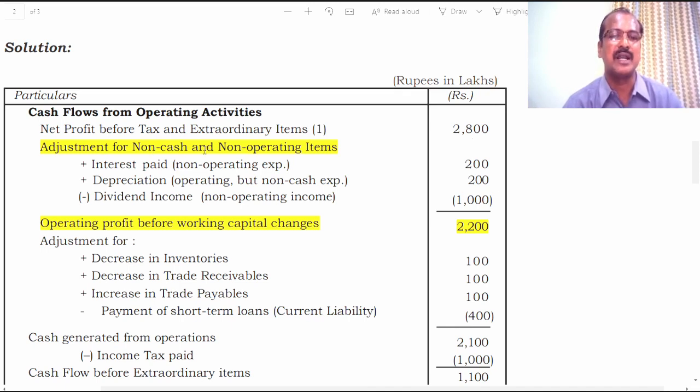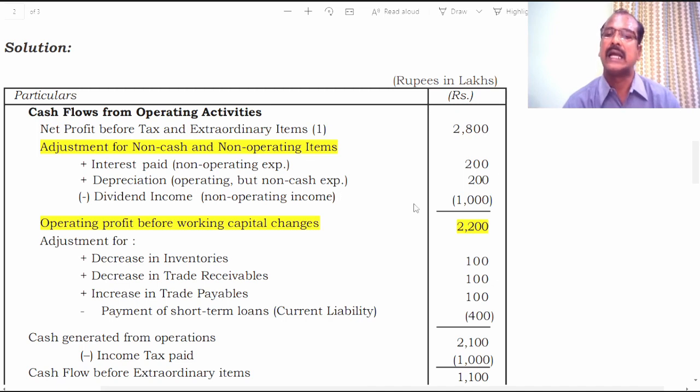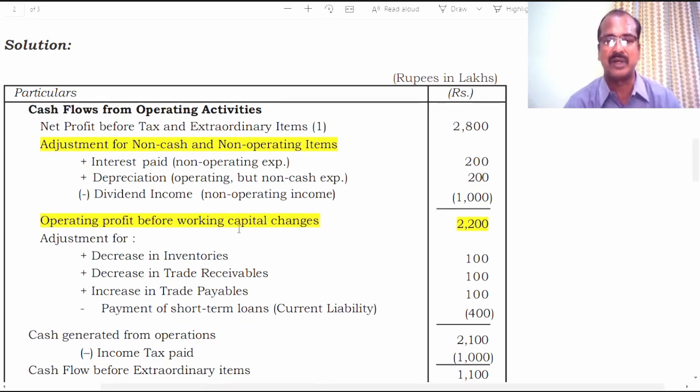We do adjustment for non-cash and non-operating items. The interest paid, which is a non-operating item, though it is a cash item, is a non-operating item, and that is why I have specifically mentioned the reason why it is added here. So it is added. Provision for depreciation, though it is an operating item, is a non-cash expenditure, and therefore it has to be added. Dividend income, it is a non-operating income, 1,000 lakh rupees, this has to be subtracted because very clearly it is stated it's a non-operating income. And we have calculated 2,200 lakh rupees as operating profit before working capital changes.